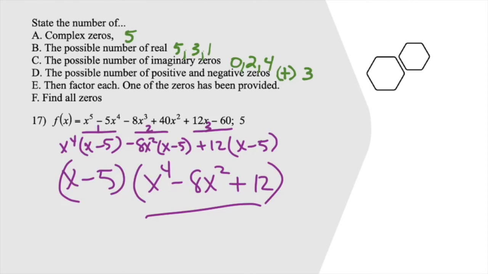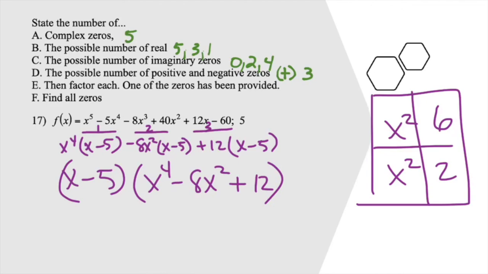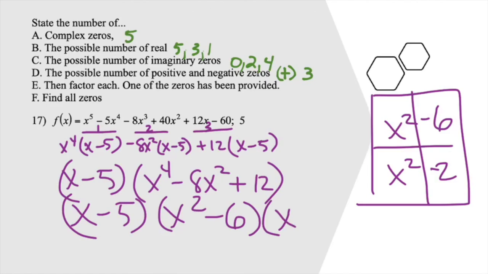That one can be factored. Is it one of those quadratic form ones? Yes, very good. We can use the box method. X squared, x squared. What can I multiply to make 12 that adds up to 8 or subtracts to 8? 6 and 2. Were they both negative, both positive, or opposite? Both negative. Yes, I agree. Okay. So I'm going to have x minus 5, x squared minus 6, and x squared minus 2.